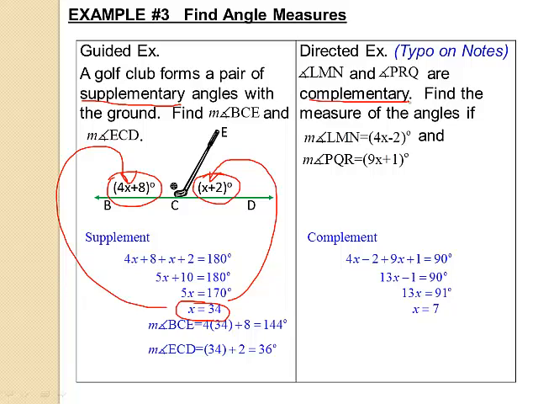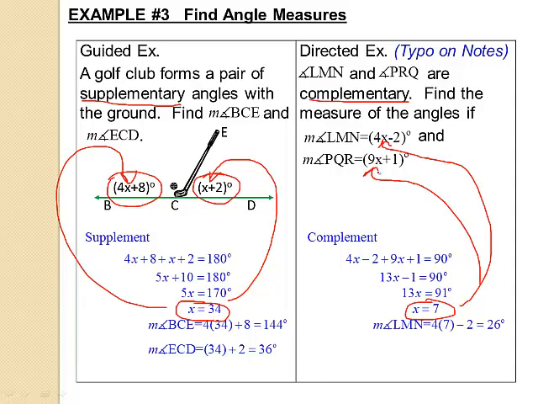When you know x is equal to 7, you're trying to find the measures of the angles. Again, you're going to substitute your x value into each one. And watch your arithmetic here. Once you do that, you get 26 degrees for LMN, and PQR is going to be 64 degrees.